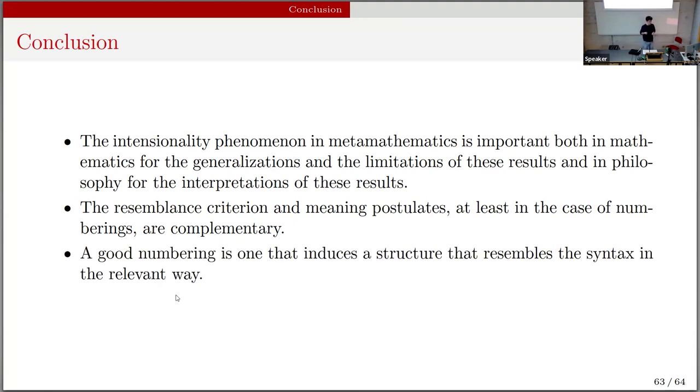And finally, I assert that a good numbering is one that induces a structure that resembles the syntax in the relevant way. Here the resemblance can be made precise by saying that the numbering acts as an isomorphism between the structure it induces and the structure of the syntax. Of course, the whole difficulty, and the rest of the research that has to be done, is what is the relevant way? Because right now we don't yet have a strong enough criterion to determine whether a numbering is a good one or not.